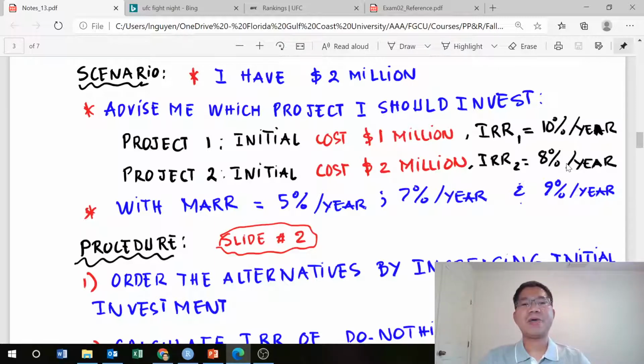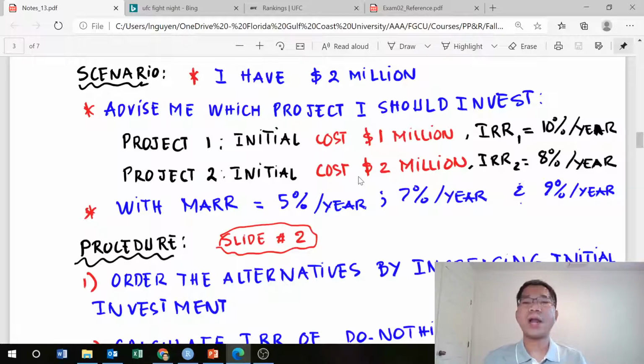Both? Think about it and tell me. Now, if I go with project 2, how much do I get? With 8% per year, I invest all of my $2 million in project 2. So every year, I get the return of 2 million times 8%.